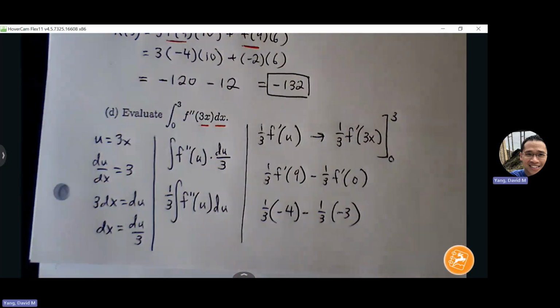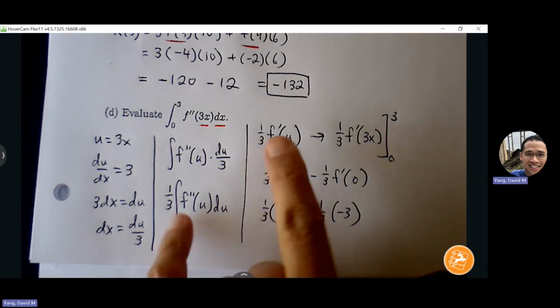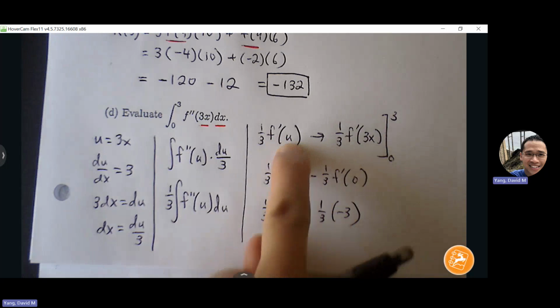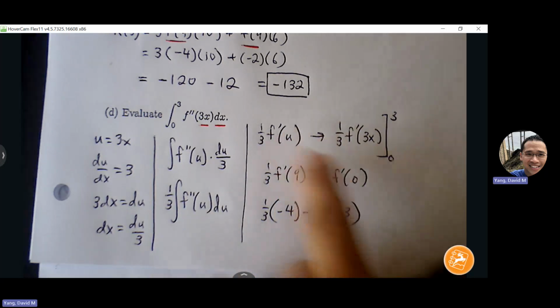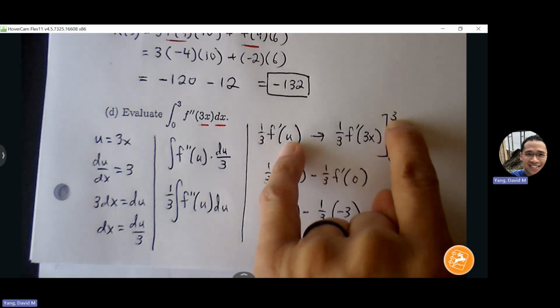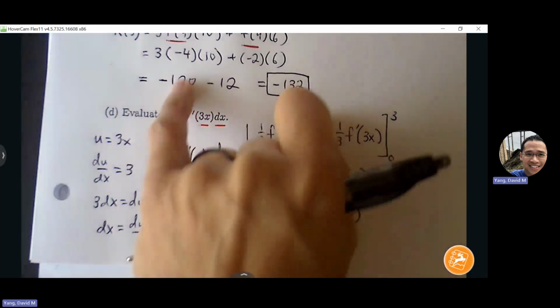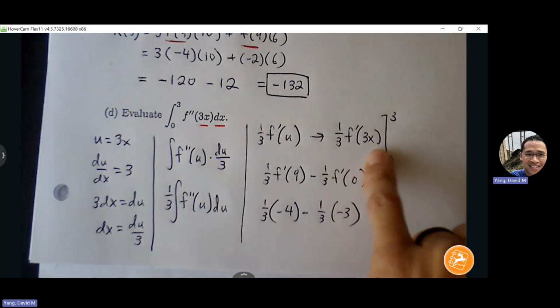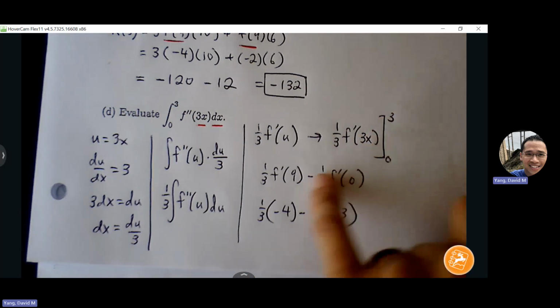I could put a 9 instead. Oh, so once I found my antiderivative here, I've got to bring my x back in. Otherwise, if I try to evaluate at this stage, there's a mismatch in variable. I started with x, and my bounds are in terms of x. So the easiest way is to bring it back in terms of x, and I plug my upper bound in. So 3 into x, 3 times 3 is 9.